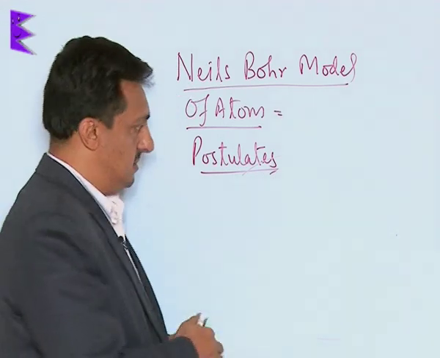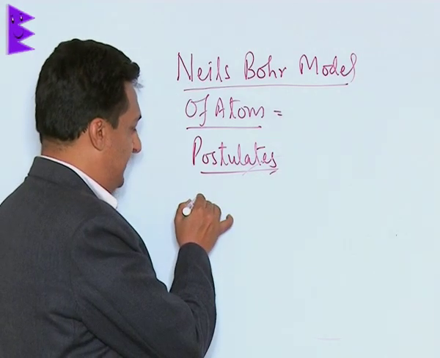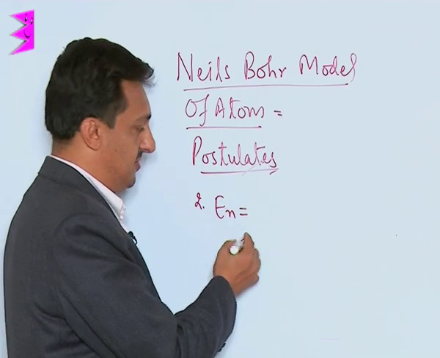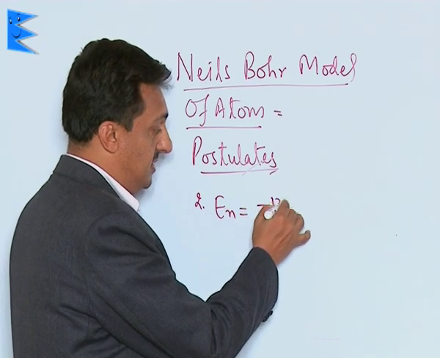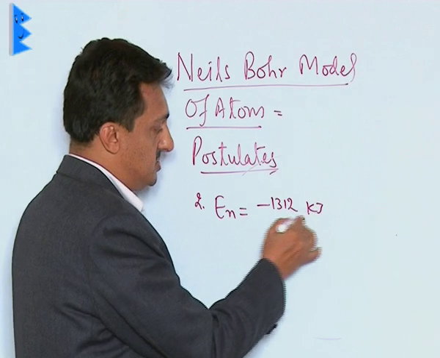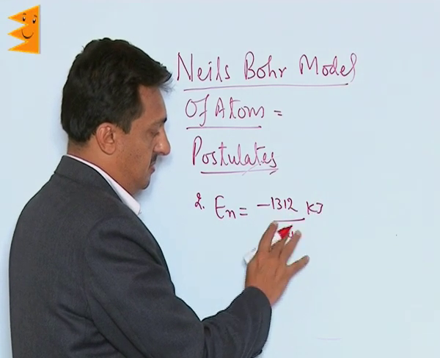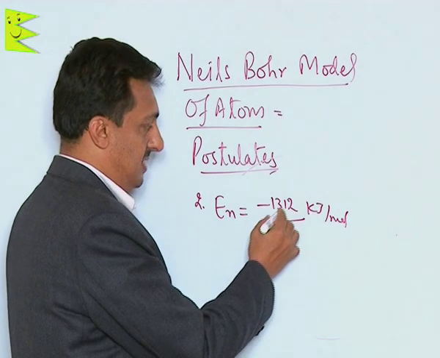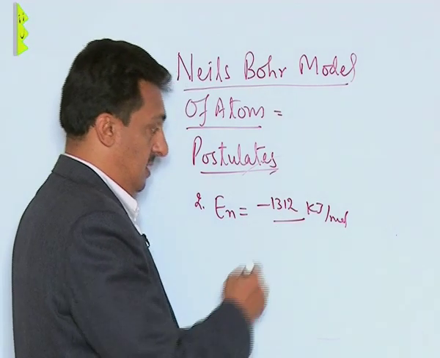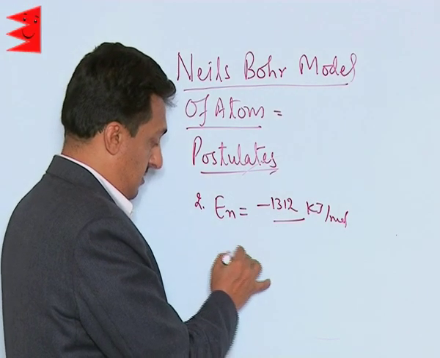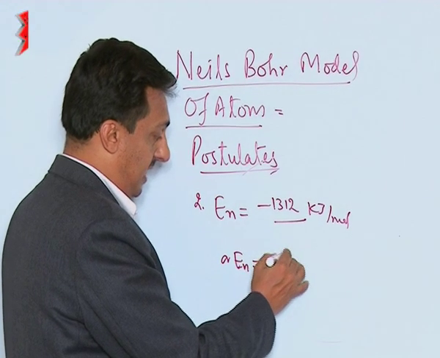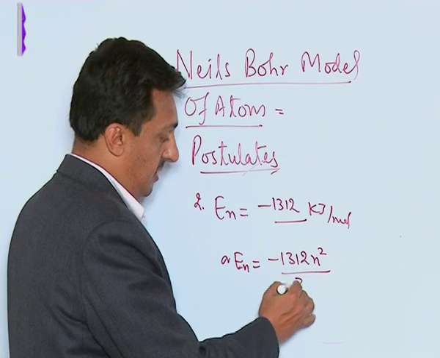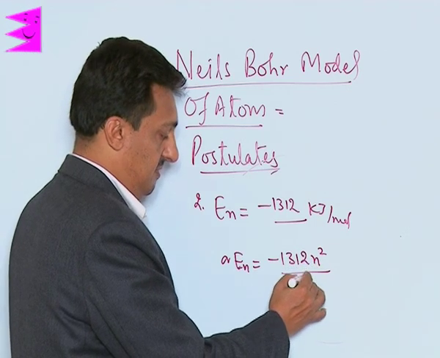Now he said that these electrons are associated with a certain fixed energy, and the energy of the electron in any orbit is minus 1312 kilojoules per mole, or for any particular orbit it can be written as minus 1312 Z square over n square.